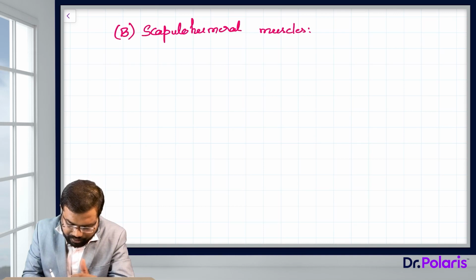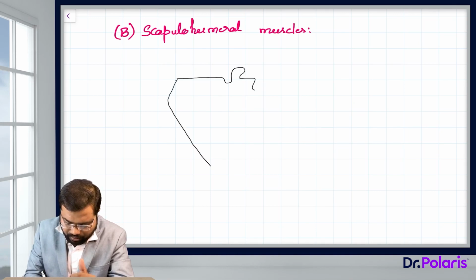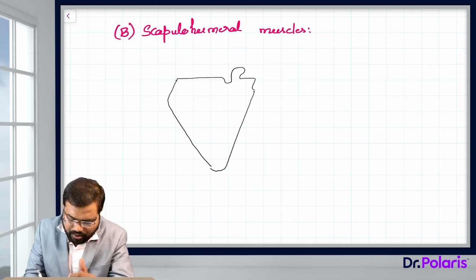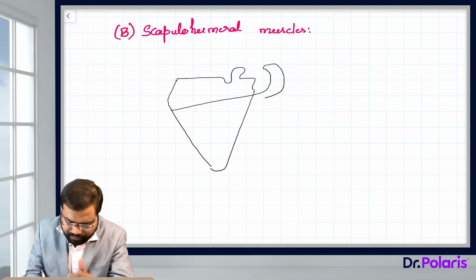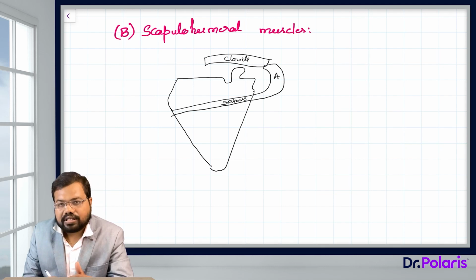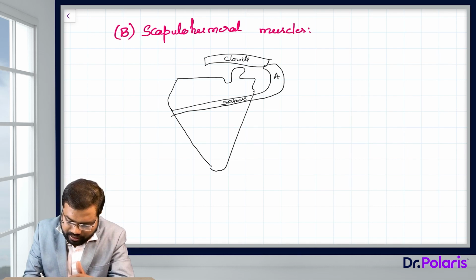Let's draw the scapula here. And this projection is called the spinous process, which ends as the acromion process. The acromion process will form a joint with the clavicle. So this is the clavicle, this is the acromion, and this is the spinous process of the scapula. And the articulation of the humerus is somewhere here, it should be downwards.